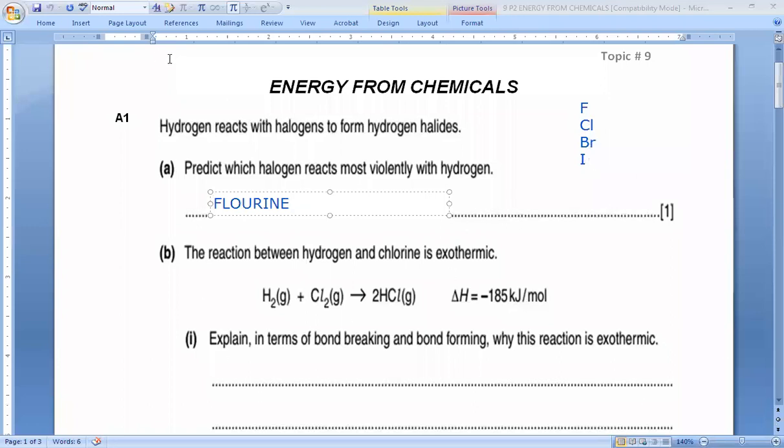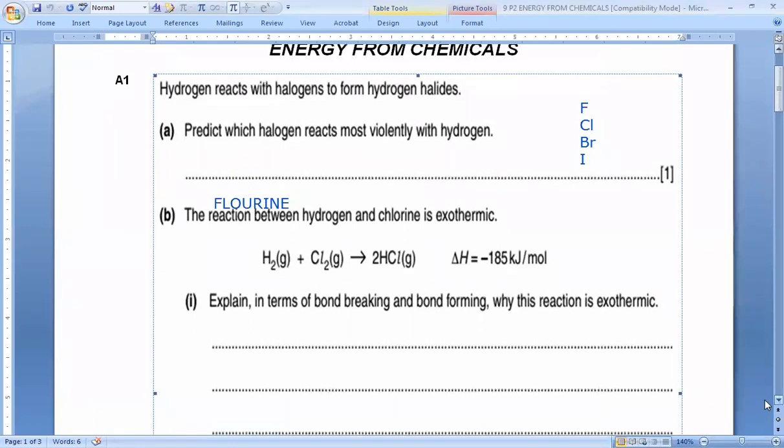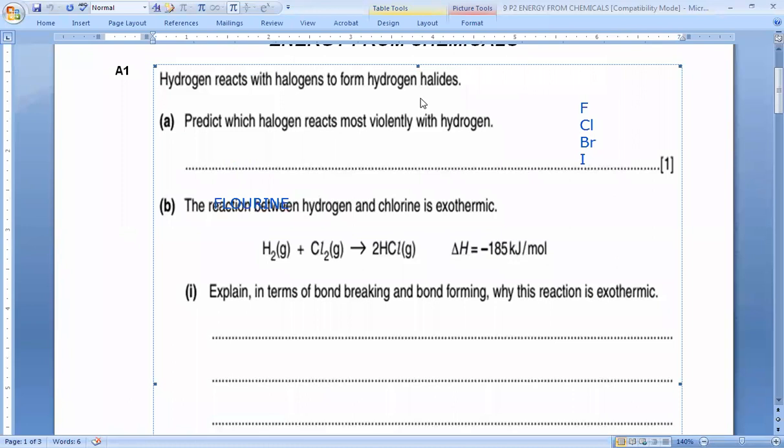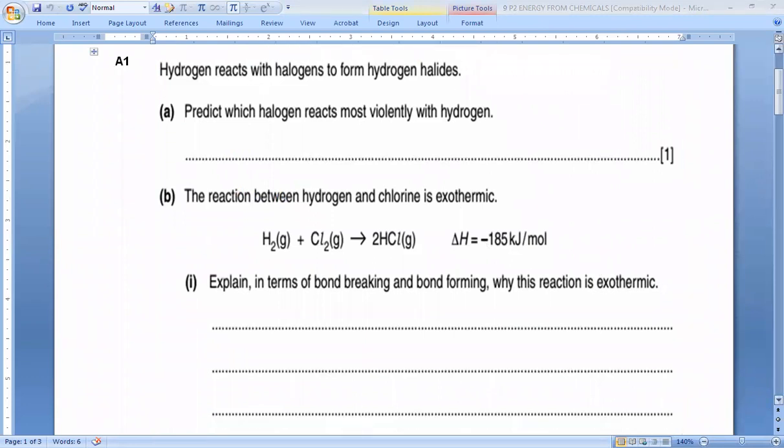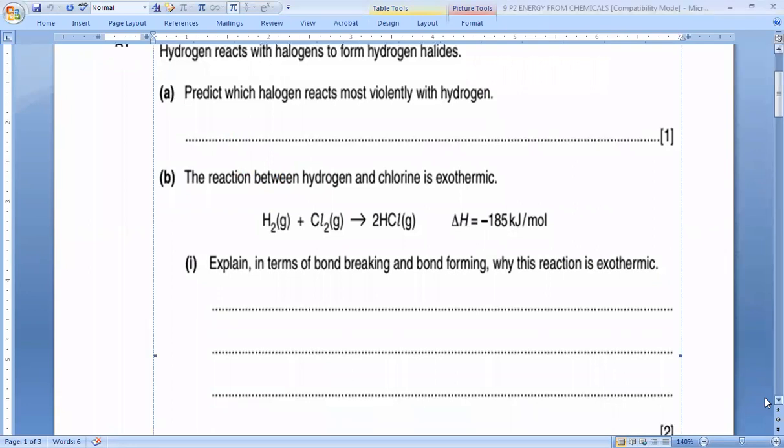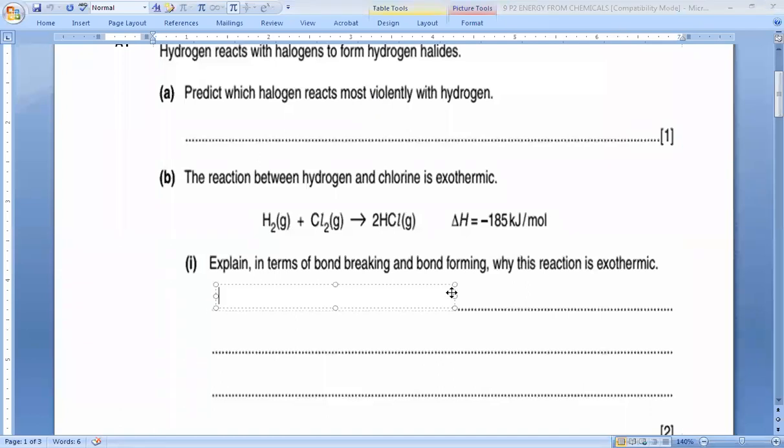Question number 2, A1 part B. The reaction between hydrogen and chlorine is an exothermic reaction. Delta H sign is negative, which shows that the reaction is exothermic. Now explain in terms of bond breaking and bond forming why this reaction is exothermic. So you have to write these words for the answer of this question, because this reaction is exothermic.